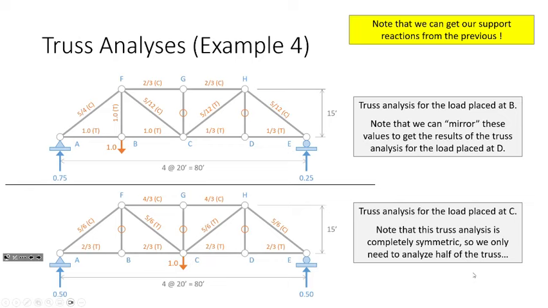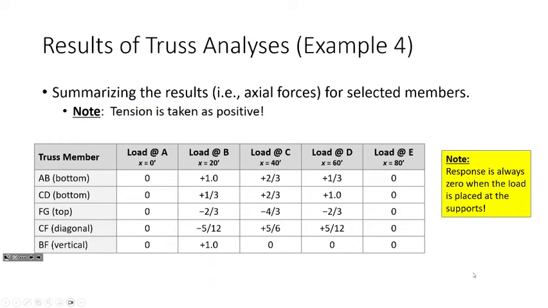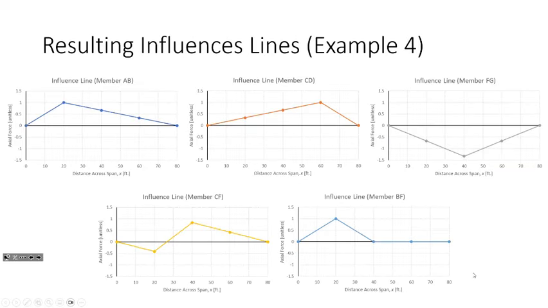And then in order to construct the influence lines, all I need to do is start picking members and say, okay, let's take member AB. When the load was at A, what was the result? When the load was at B, what was the result? When the load was at C, what was the result? So on and so forth. What we do is take tension as positive. Anytime there's a tensile force, it's positive. Anytime there's a negative force, it's compressive. And it's always zero at the supports. If you place a load directly at the support, the truss doesn't see anything. So when you plot it, these are some plots that you would get for some influence lines for truss elements.